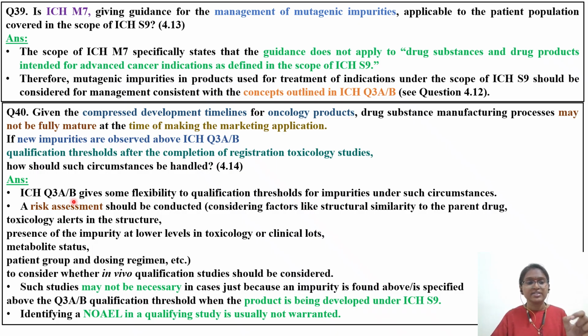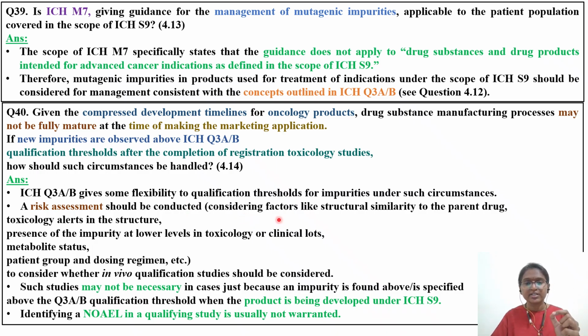We'll see, ICH Q3A, Q3B gives some flexibility to qualification thresholds for impurities under such circumstances. So there is some answer given within the scope of this guideline. Let's see what it is. A risk assessment should be considered. So before immediately jumping into a new type of study, it is the responsibility of the toxicologist as well as the scientist, the chemistry person also, to do a risk assessment of the already available information.